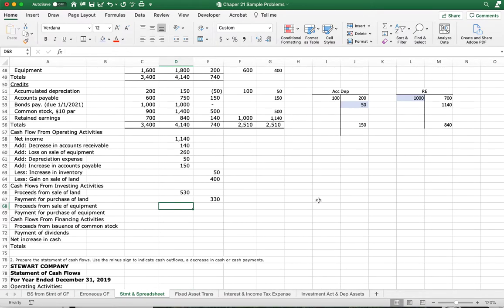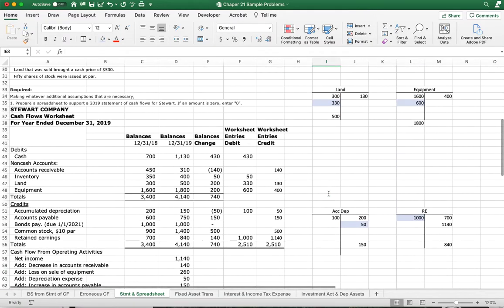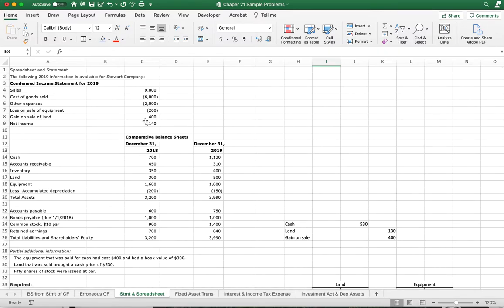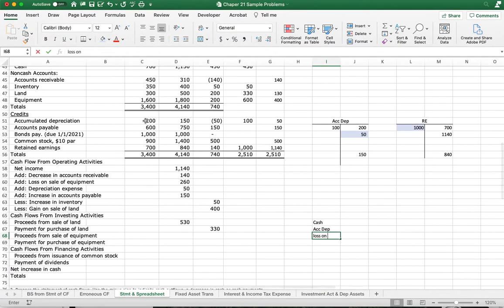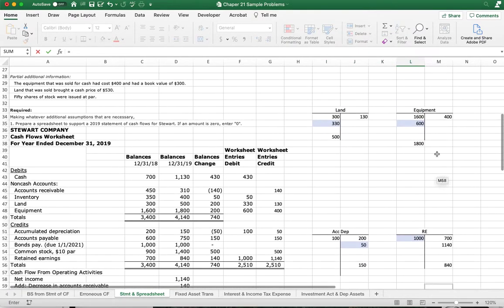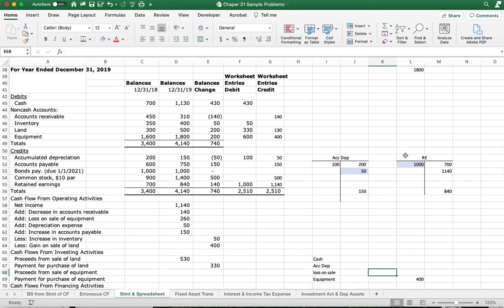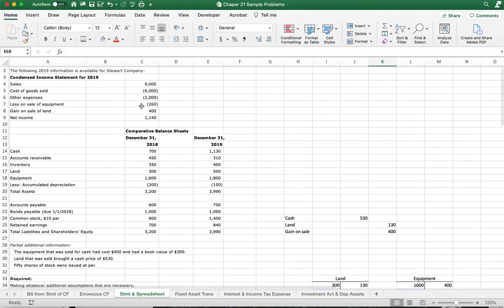The sale of the equipment. If we reconstruct the journal entry that happened when we sold that equipment, it will make it easier. So we know that there was cash, a debit to accumulated depreciation, and in this case we had a loss on the sale of equipment, so we'll have a debit to loss on sale and a credit to the equipment itself. And if we look back at our T accounts, we already figured out that there was the credit to the equipment of $400. The loss on the sale is given to us as $260.